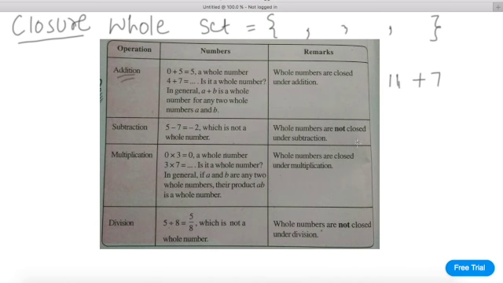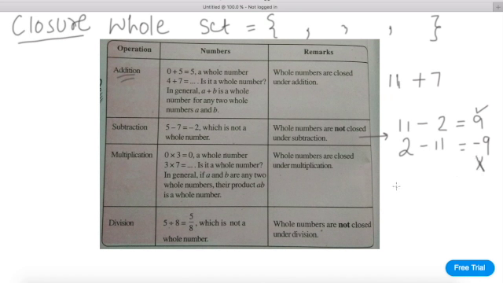Let's look at subtraction now. Let's take an example of 11 is a whole number, 2 is a whole number. Subtract 2 from 11. The answer is 9, which is also a whole number. Great. Try various options. Let's do the reverse now. Let's take 2 minus 11. So the answer is minus 9. So minus 9 is not a whole number.